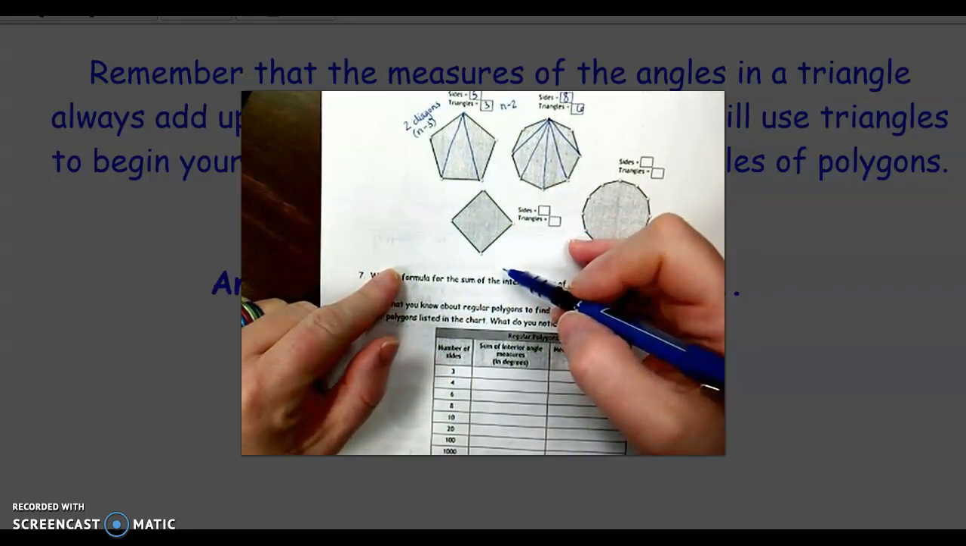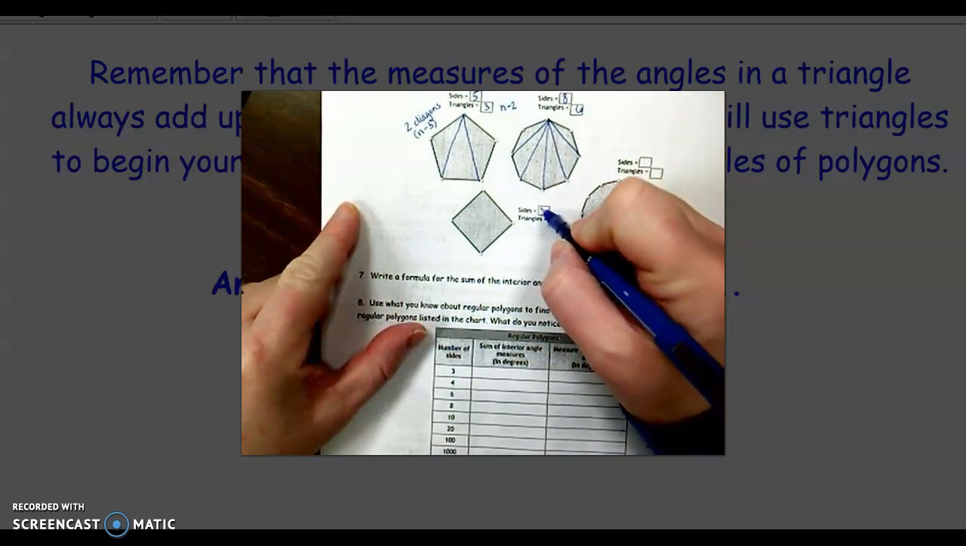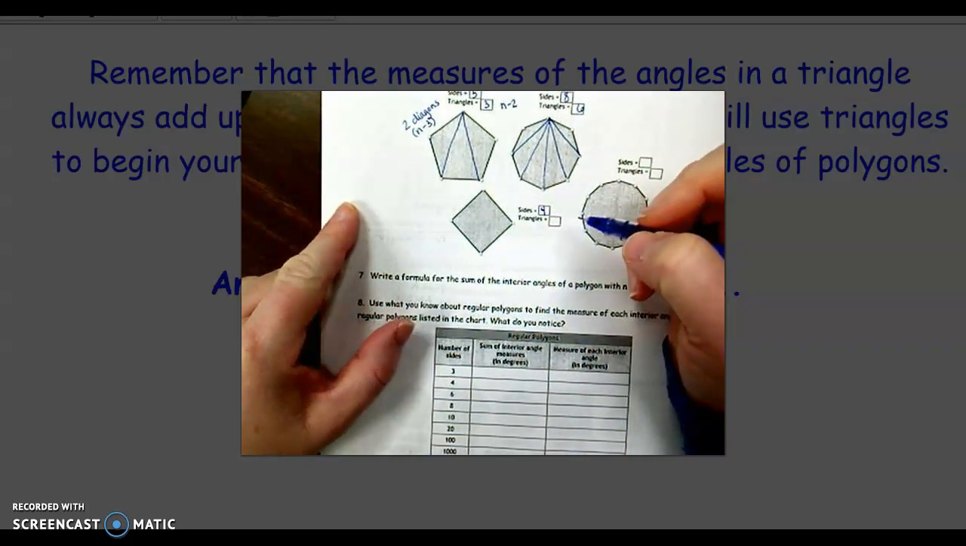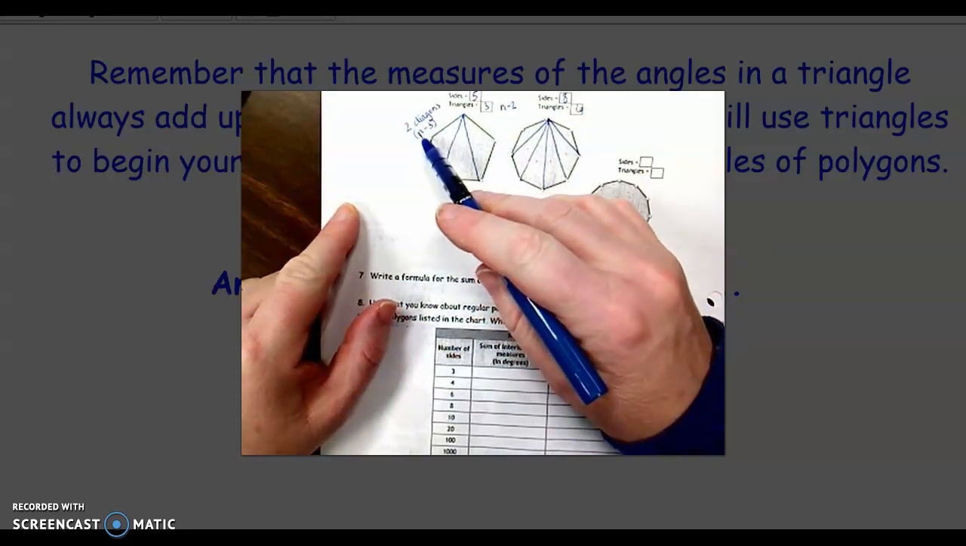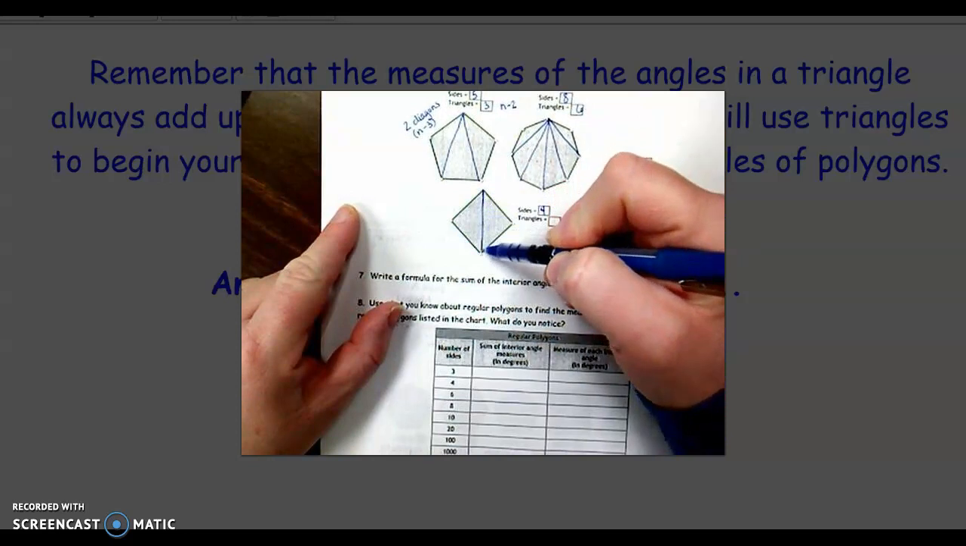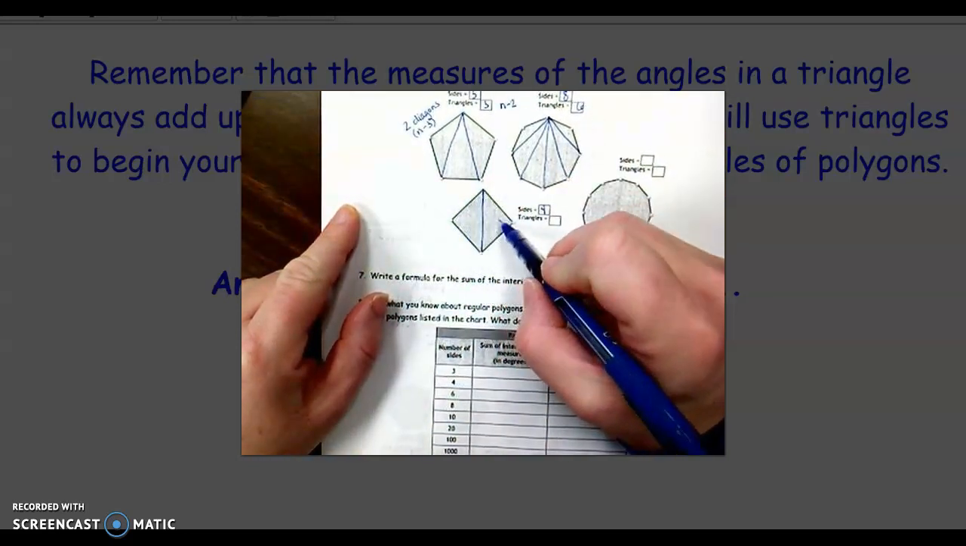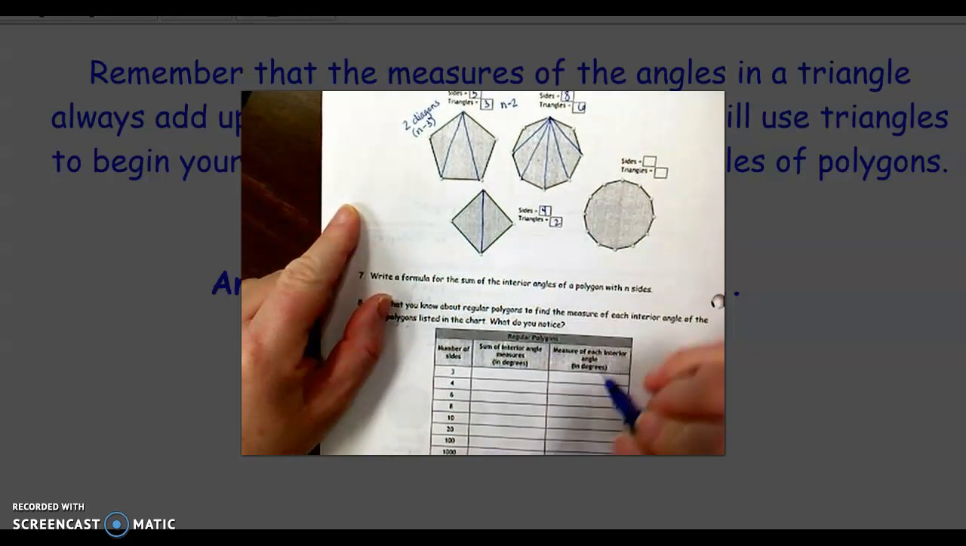The next one looks like it might be a square, or at least a rhombus. The number of sides is 4, so it's definitely a quadrilateral. So the number of diagonals it should have, 4 minus 3, is only 1. So from this vertex, I can only draw 1 diagonal. Number of triangles, 4 minus 2, is only 2. So 2 triangles.